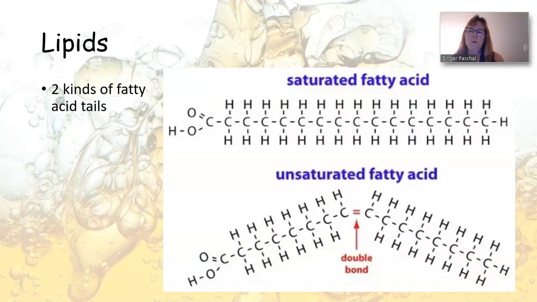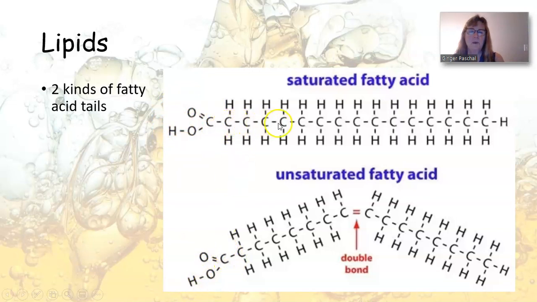Lipids contain two kinds of fatty acid tails. We have saturated fatty acid tails and we have unsaturated fatty acid tails. And you can see the difference between these two. This is where it would attach to the glycerol, and this is where it would attach to the glycerol.